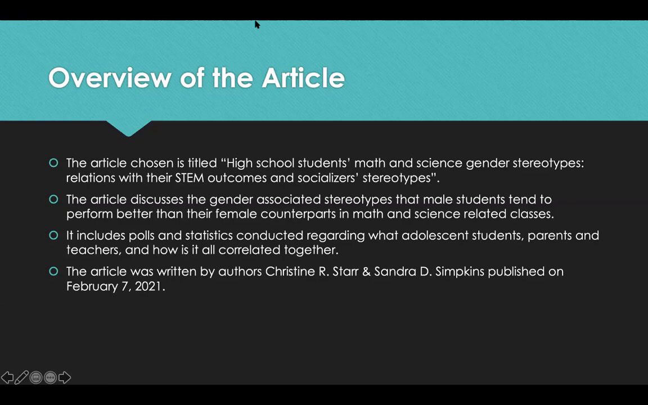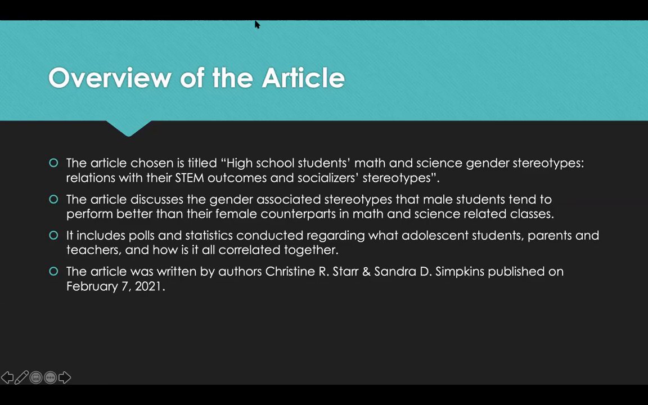The authors were Christine R. Starr and Sandra D. Simpkins, and this article was published on February 7th, 2021. It focused on three questions. What is the prevalence of math and science gender stereotypes among high school students, their parents, and teachers? Are parents' and teachers' gender stereotypes related to adolescent stereotypes? And thirdly, last but not least, are adolescent gender stereotypes associated with their math and science identity and outcomes?